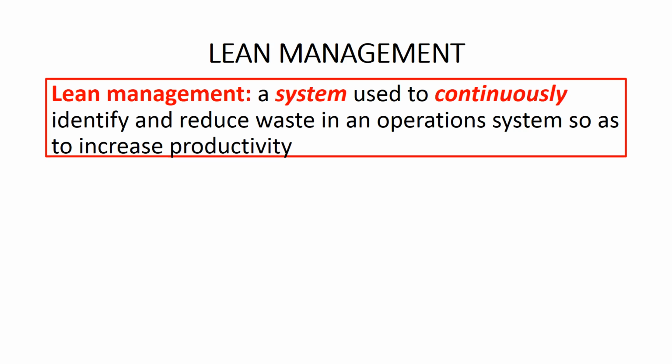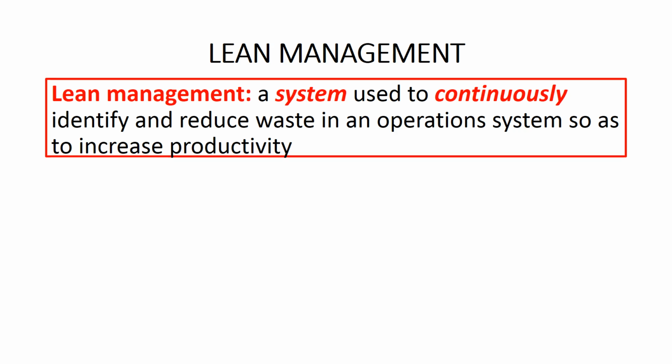Well, this brings us to the concept of lean management, which is the focus of the first of our learning intentions. Lean management is a system used to continuously identify and reduce waste in an operations system so as to increase productivity. Look down the left-hand side of your vocabulary sheets, find the term lean management and write this definition in there.